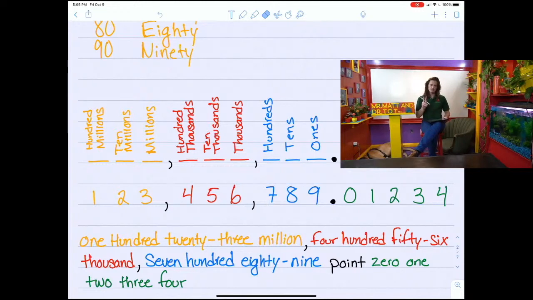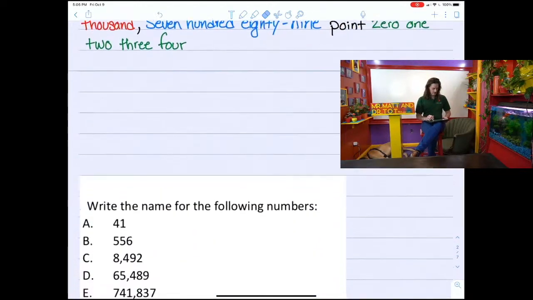Okay, so there's two main rules. Hyphenate, put a dash between the tens digit and the ones digit, and then make sure that there's a comma in the word name everywhere that there's a comma in the number. If you have any questions, please let me know. Otherwise, let's get into some problems here.